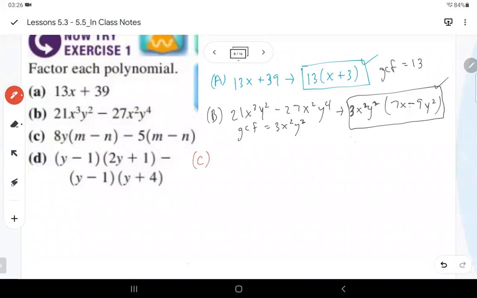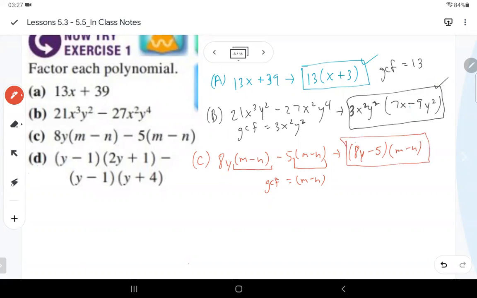Okay, see? What you need to realize from C is that you have kind of like a grouping problem already partially done for you. And you need to realize here that we have matching parenthesis sets. So your GCF here is actually m minus n. We're going to bring our outside terms together and only write the matching parenthesis set once. Okay.